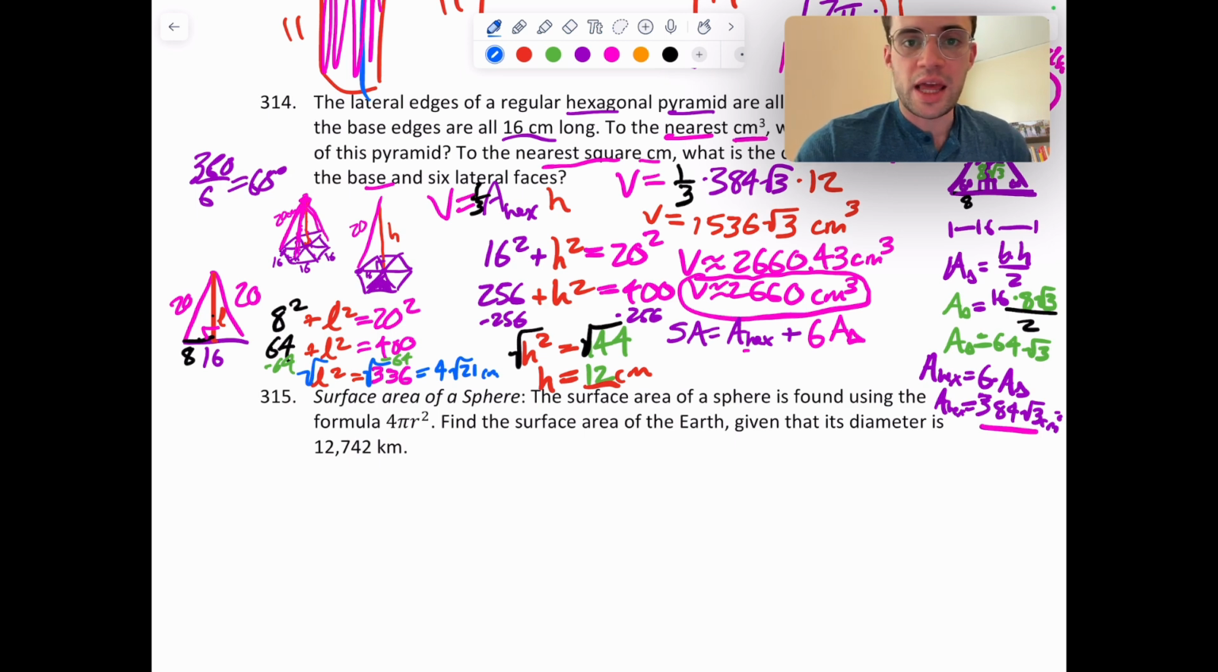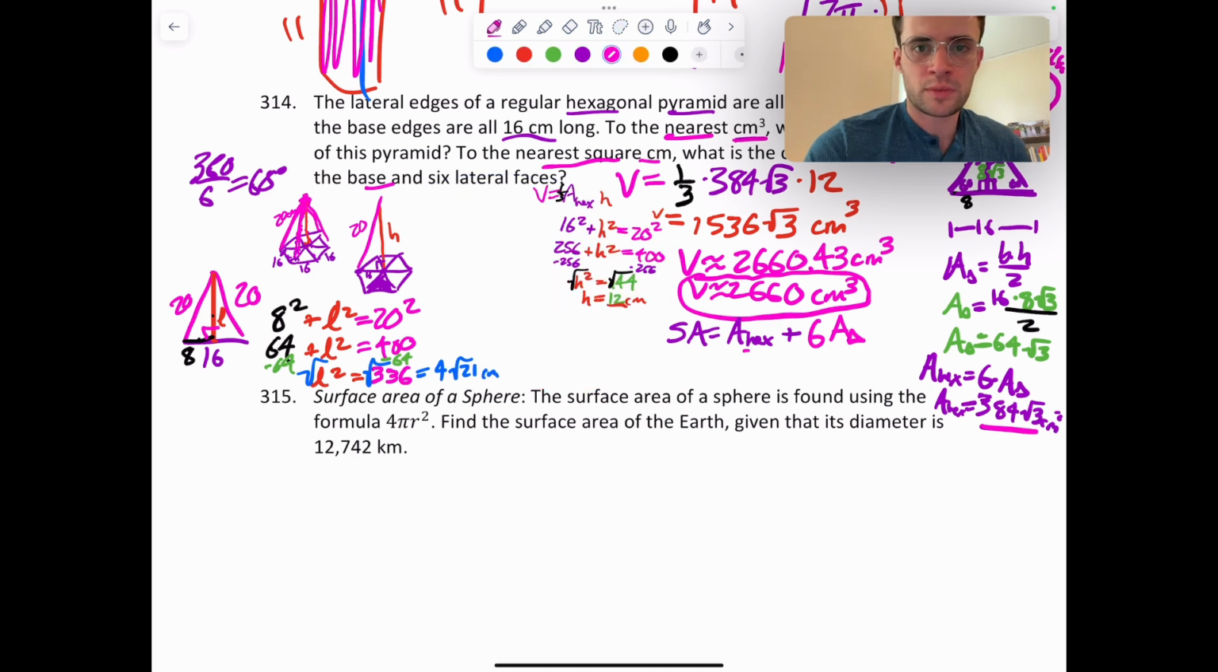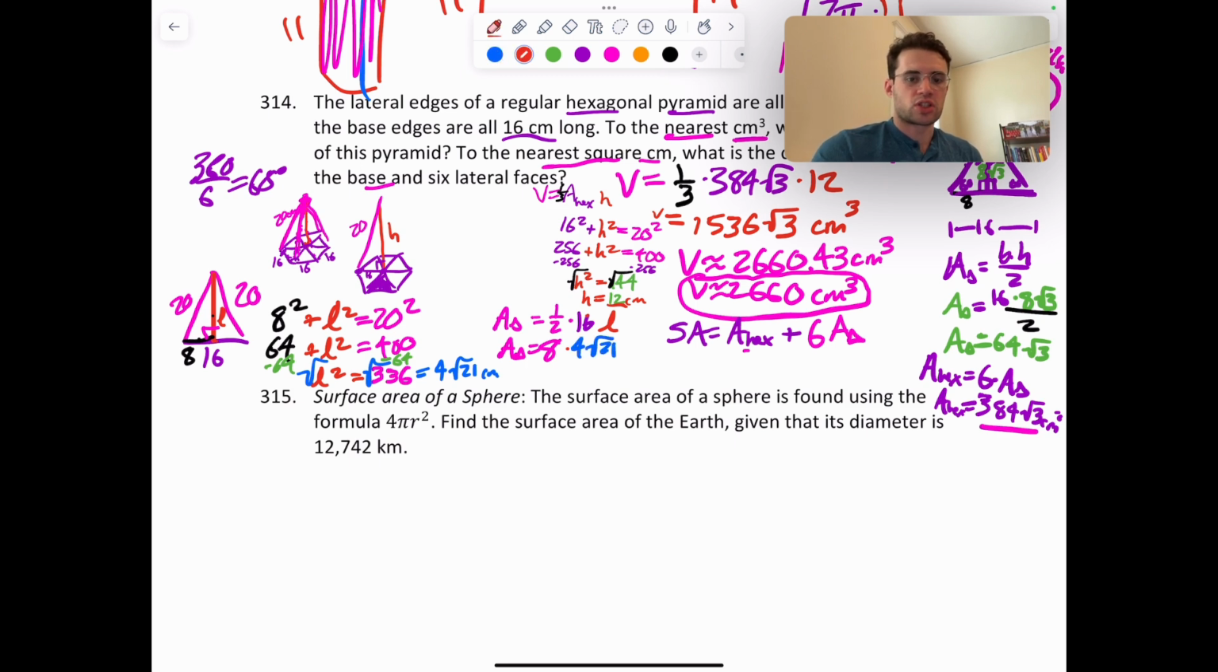Now, if we want to find the area of this triangle, again, I'm going to shrink some of this work that we already have done. We could say the area of the triangle is equal to 1/2 times the base, which is 16, times the slant height. The slant height is the height of each of those little triangles. We just said that was 4 root 21. So the area of the triangle is equal to 1/2 times 16, which is 8, times our slant height, 4 root 21. So 8 times 4 gives us 32. Our area of the triangle is 32 times the square root of 21 centimeters squared.